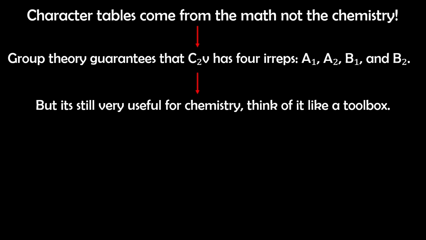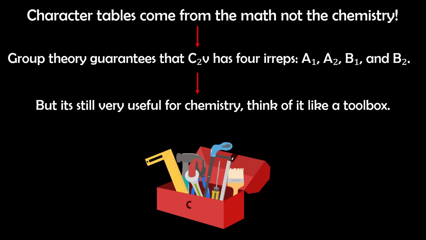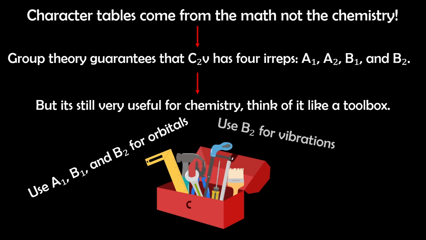Otherwise, think of the table as a toolbox, and its irreps are the tools. So for H2O orbitals, you can use A1, B1, and B2. For vibrations, you can use B2. For rotations, A2 shows up, and other molecules in C2V might need the whole toolbox. So essentially, the toolbox always comes with all the tools, and you just use the ones you need.